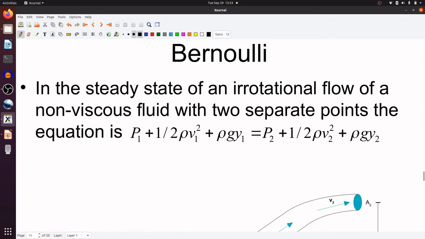All right. Excuse me. On to Bernoulli. Basically, in a steady state of a non-rotational flow, assuming it's a non-viscous fluid like water, with two separate points, we actually get a massive equation known as Bernoulli's equation.